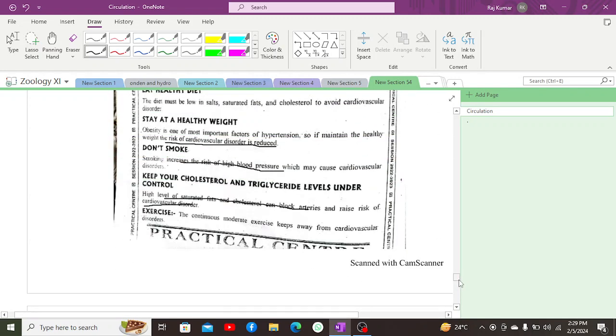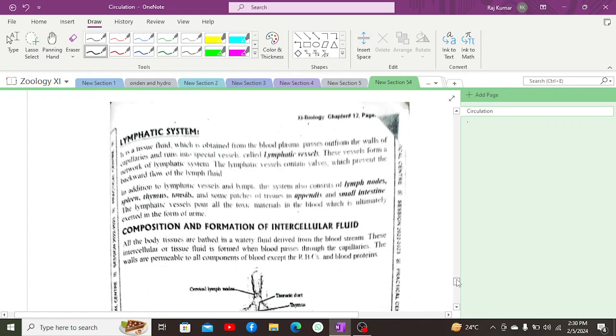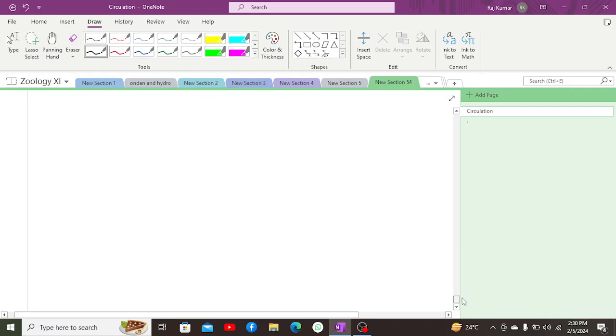So here, these are some guidelines which we need to adopt in order to resist such cardiovascular disorders. And exercise, continuous moderate exercise, keeps away cardiovascular diseases. And these are some important factors to be considered when it comes to this part.